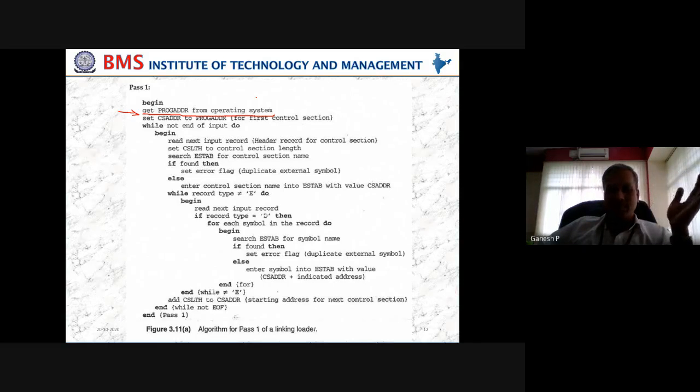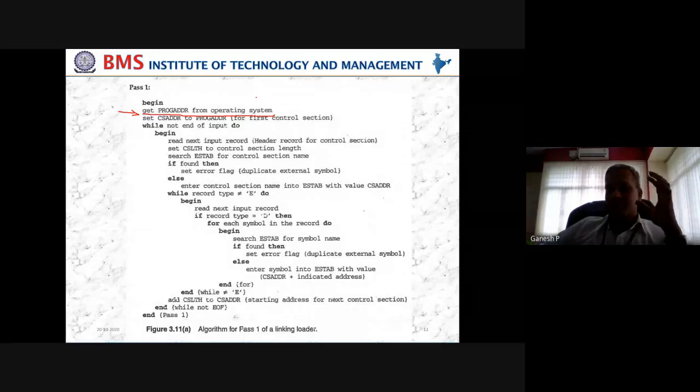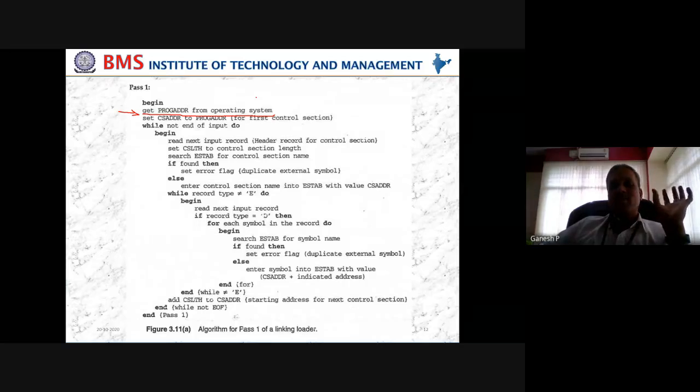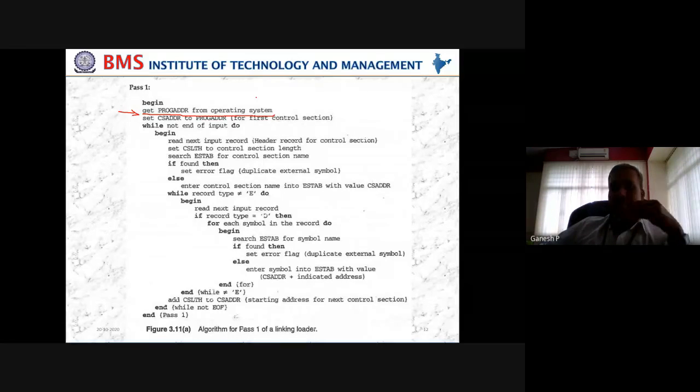Even if you remember the table in the previous class, it was 4000. So 4000 was the address given to the program. 4000 was also the address of the first control section. So the address of the first control section, which is 4000, is nothing but our program address. So that's what we have done. Initially we have assigned the control section address and we got the program address. That's it. Okay, next.